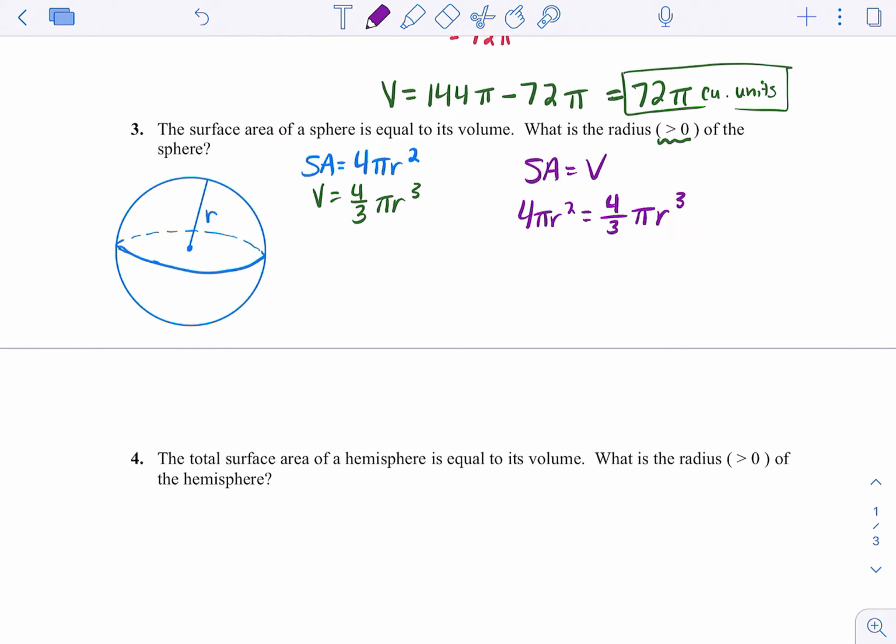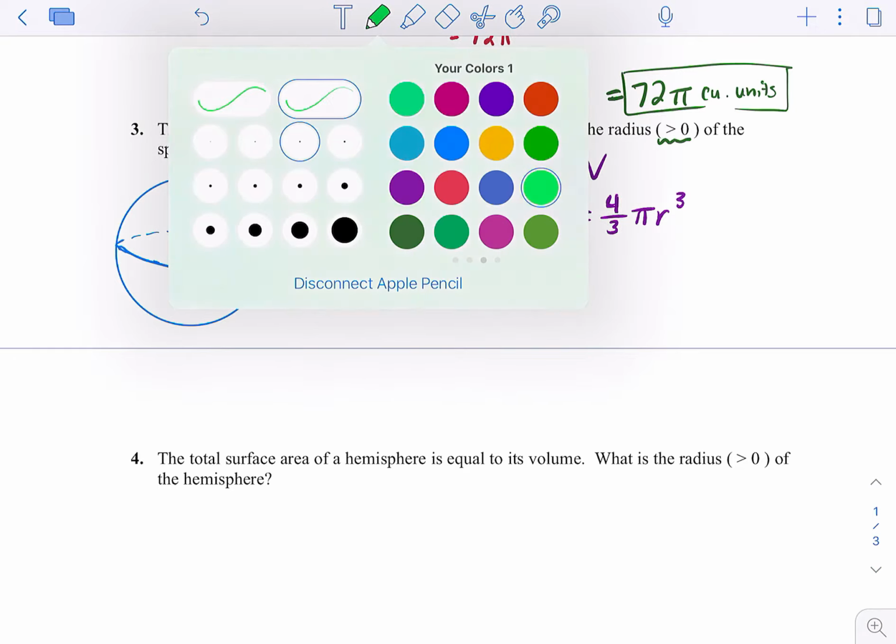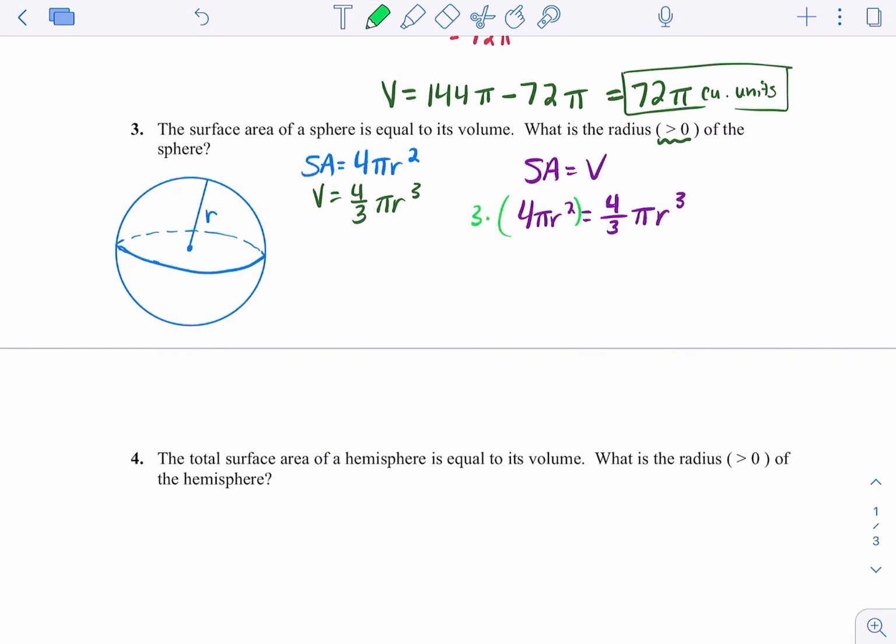So now what we're going to do is we're going to do some algebra and solve through. Let's first clear out the fraction just to make our lives a little bit easier. Multiply by 3, and that makes this times 3, 12 pi r squared equals, the 3's cancel, so that equals 4 pi r cubed.